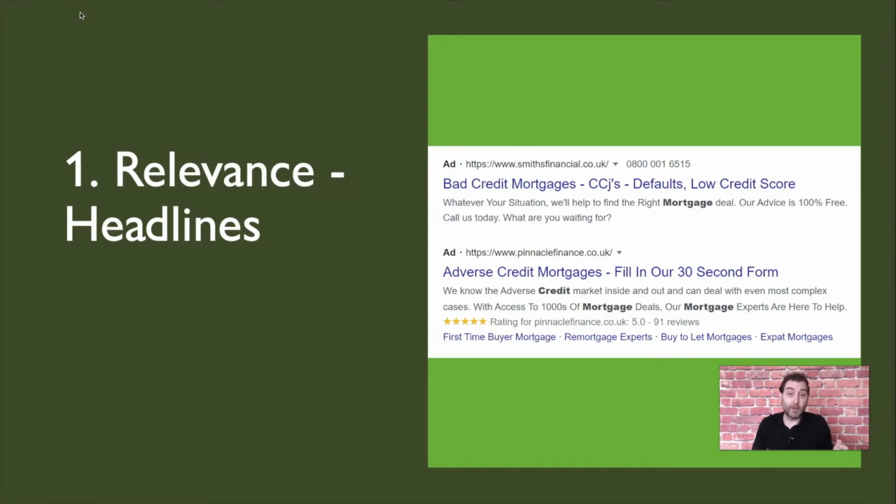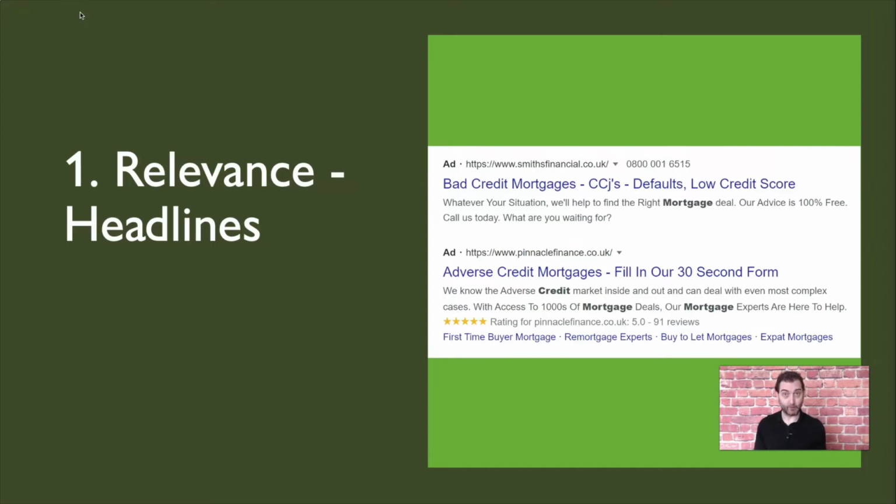And as you can see, one of those ads, the top one, is far more relevant to what I searched for than the bottom one, because the top one actually says bad credit mortgages in the first headline. The second one is talking about adverse credit mortgages, which, okay, we know are the same thing as people who are in or connected to the industry, but the average person in the street may not know that that's the same thing.